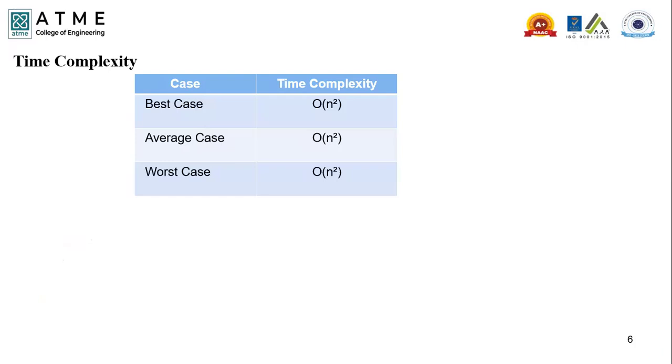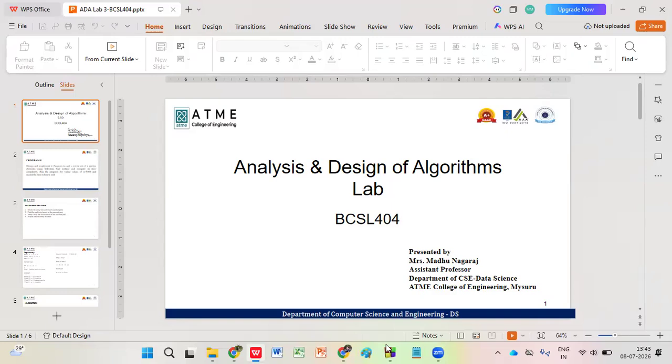The time complexity for selection sort in the best case, average case and worst case is O of n square. Now let's see how the program works.